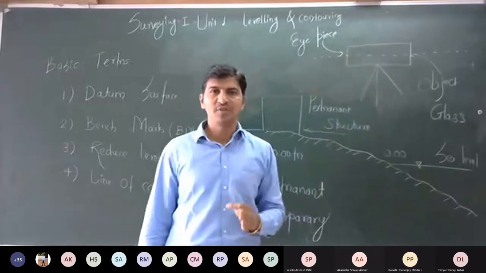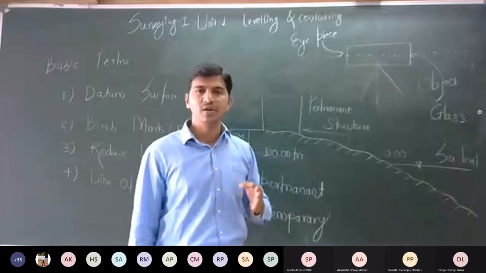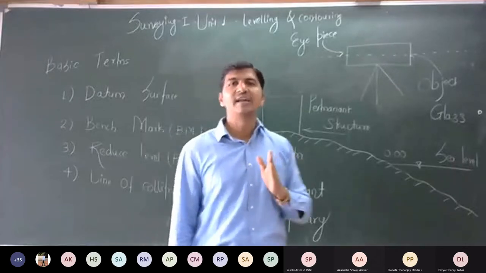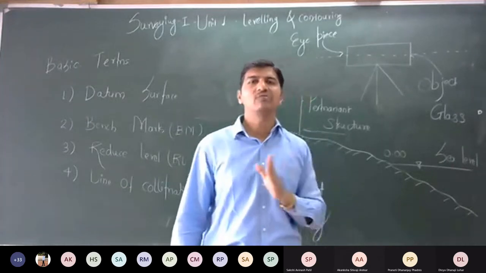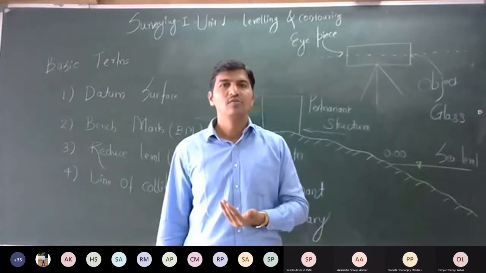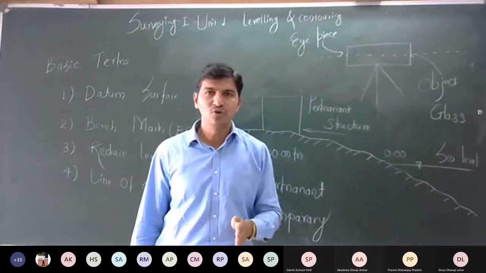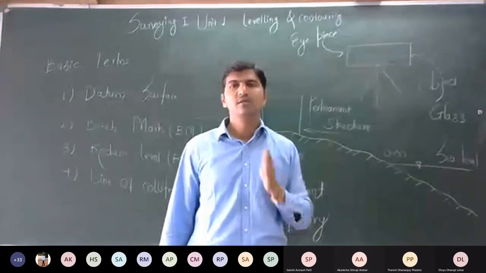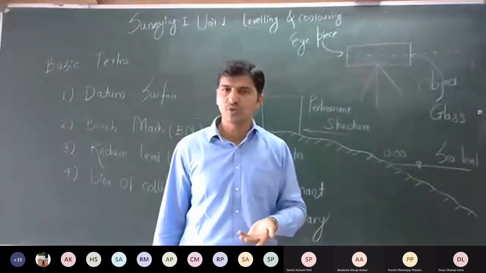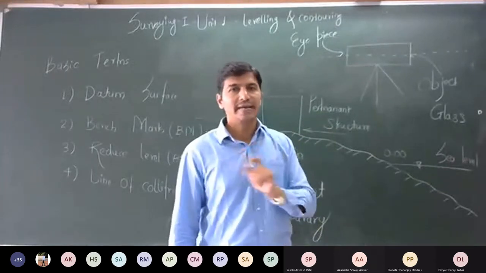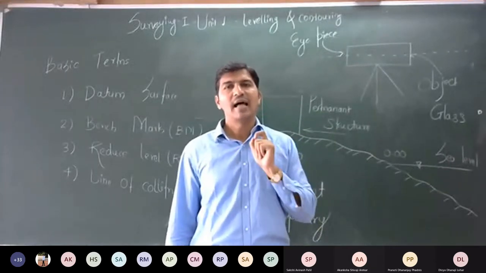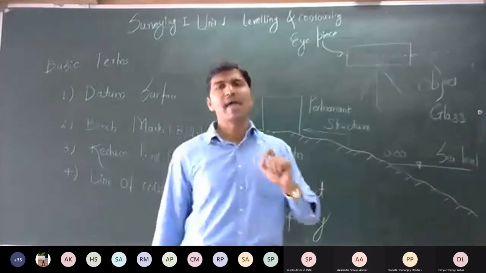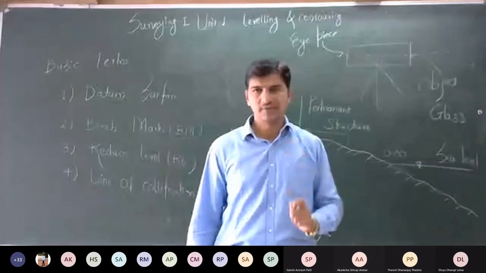And when the line of collimation is exactly horizontal, we are ready to go for the observation. Unless and until we have the line of collimation exactly horizontal, which is nothing but the bubble tube being exactly at the center, we cannot take the reading. If we take that reading, it will not be considered correct. That reading may have some errors.